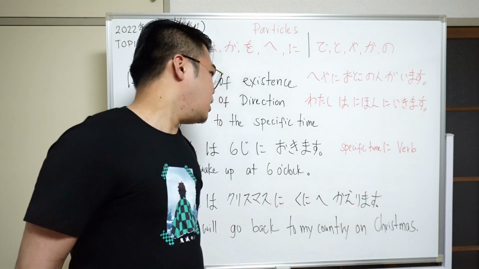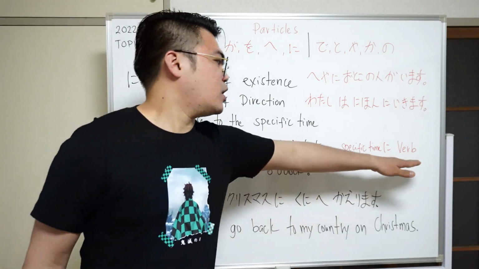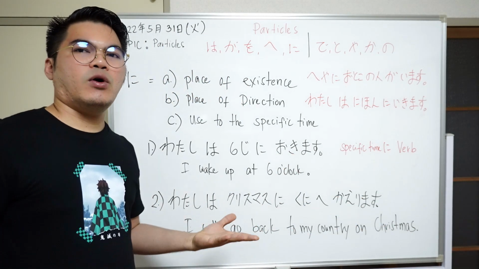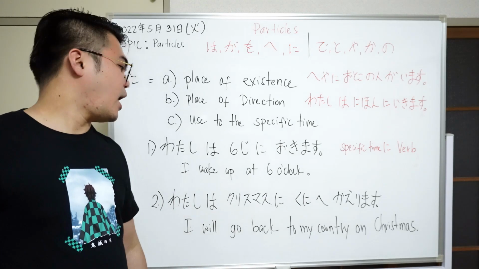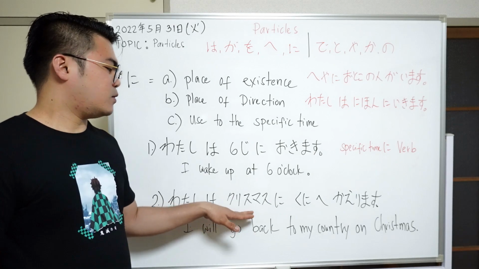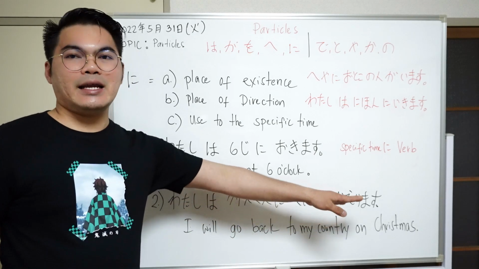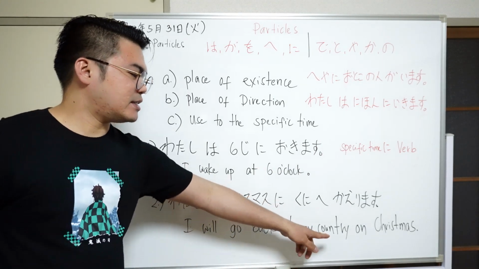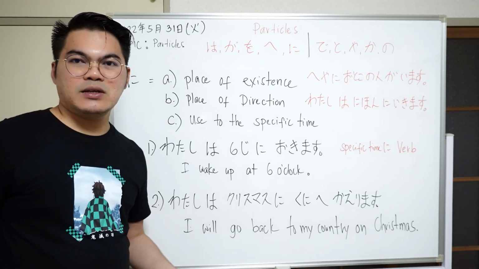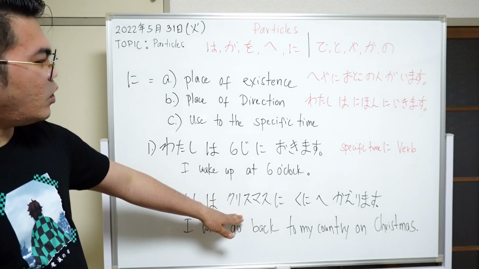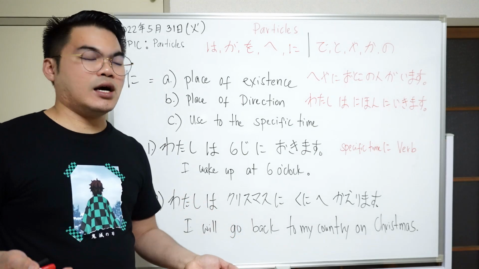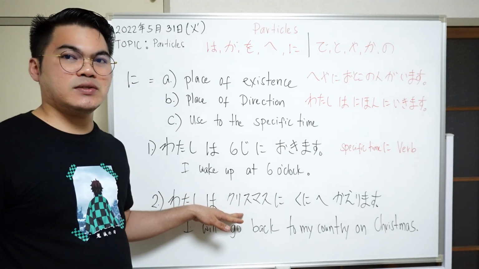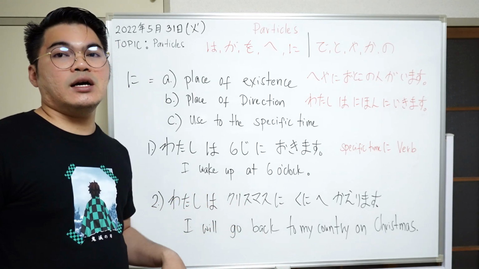It is necessary to put the verb after the ni to express when, or what time, the action happened. So next, watashi wa Christmas ni kuni e kaerimasu. Kaerimasu means to go back or to go home, and kuni means country. Christmas is Christmas. As you can see, we have no specific clock time here, like rokuji, ichiji, niji, but Christmas is an event or occasion, right? So it is also considered a specific time.